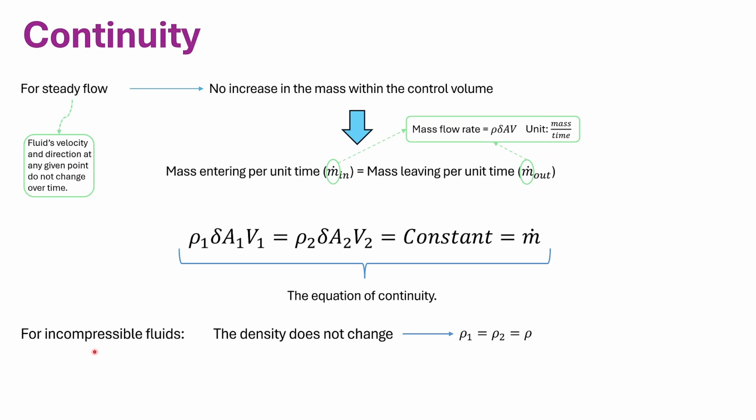For incompressible fluids, the density does not change, so rho 1 equals rho 2. So basically, rho cancels in this equation, and what we get is A1 V1 equals A2 V2, and that equals Q. Here, A is the cross-sectional area, for example, of a pipe. V is the velocity of the fluid, and Q is the flow rate. So Q equals AV, and based on the continuity principle, A1 V1 equals A2 V2.